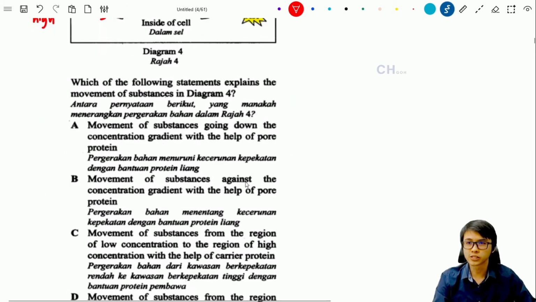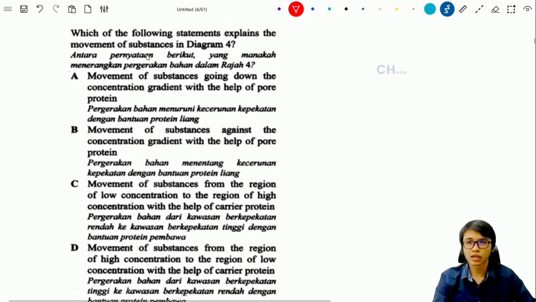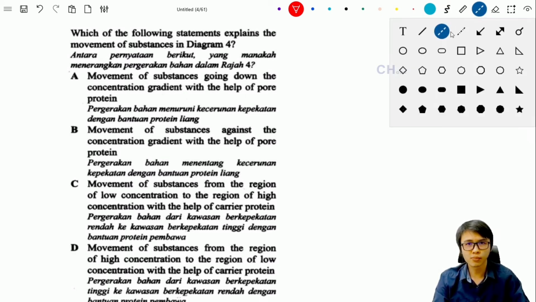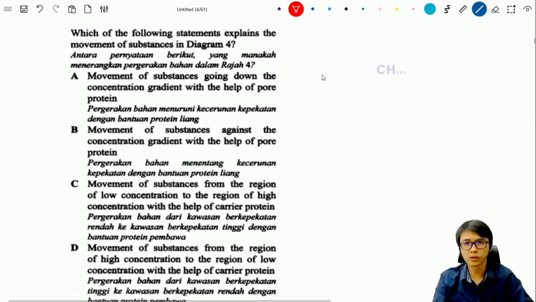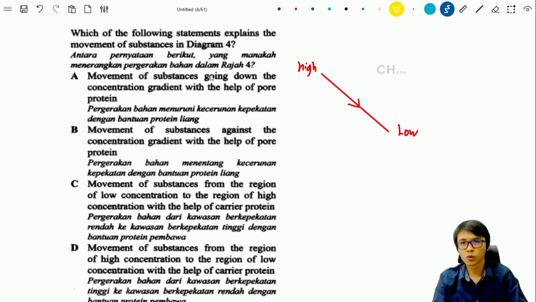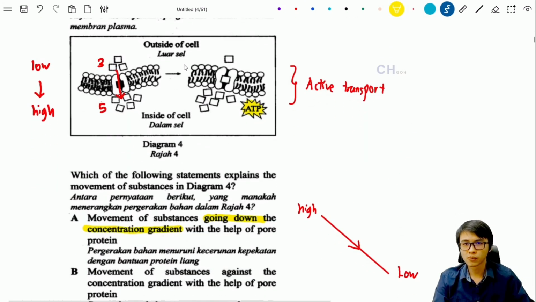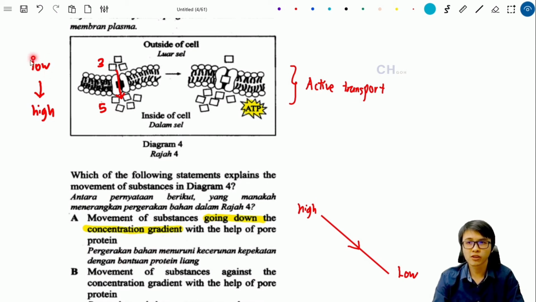So now look at the question. Which of the following statements explains the movement of substances in diagram 4? Option A: movement of substances going down the concentration gradient. Now, what is the meaning of going down the concentration gradient? Going down the concentration gradient means the substance moves from a high concentration area to a low concentration area. As we mentioned just now, active transport is the substance moving from a low concentration area to a high concentration area. So A is not the answer.